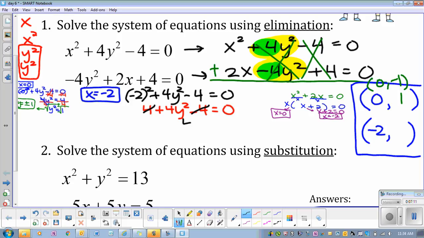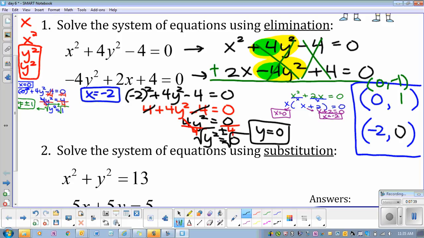So now you have 4y squared equals 0. Now what? Divide by 4. What's 0 divided by 4? 0. Y squared equals 0. Wait a minute. So y squared equals 0. Square root, plus or minus. But do we really have a plus or minus 0? No. So y equals 0 here. Okay? Any questions?